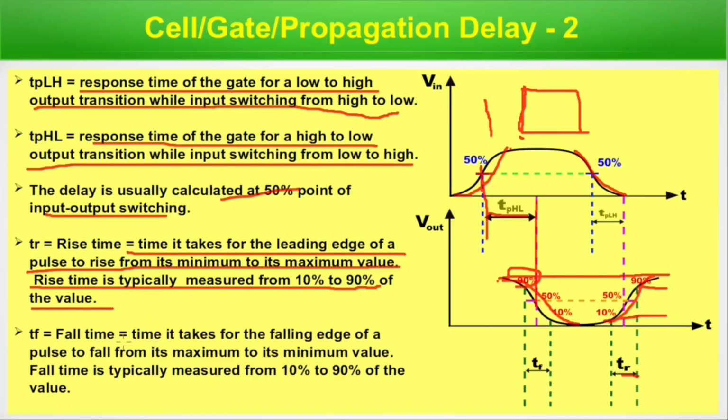Similarly, fall time is the time it takes for the falling edge of a pulse to fall from its maximum to its minimum value. Fall time is typically measured from 10% to 90% of the value. So we are done with this slide. Now let's move to the next slide.